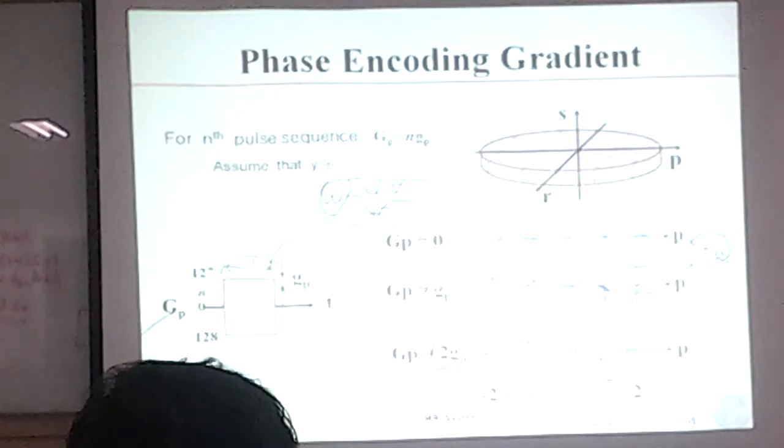So even though we encode the space information into the phase, we can estimate the frequency from the variation of phase. That's the principle of space resolving using the phase encoding gradient.